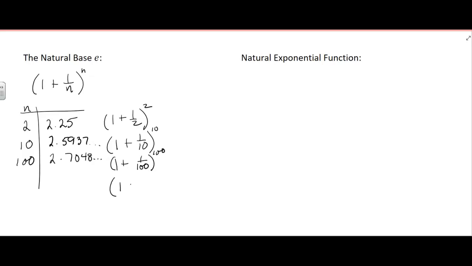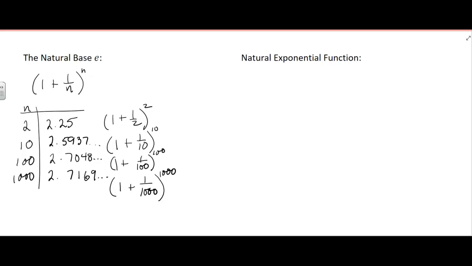Okay, one more. 1 plus 1 over 1,000 to the 1,000th power. And you're thinking, wow, we're raising it to the 1,000th power. That's going to really do something. Okay, parenthesis, 1 plus 1 divided by 1,000, parenthesis, to the power of 1,000. There's better ways to do this, but okay. And at 1,000, I'm getting 2.7169, and on it goes.